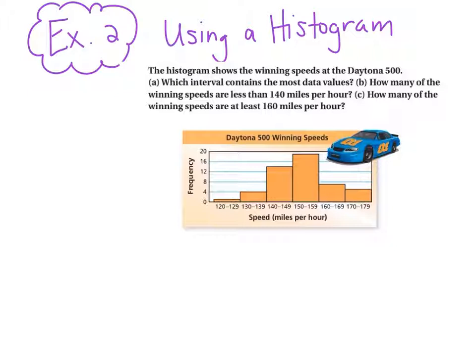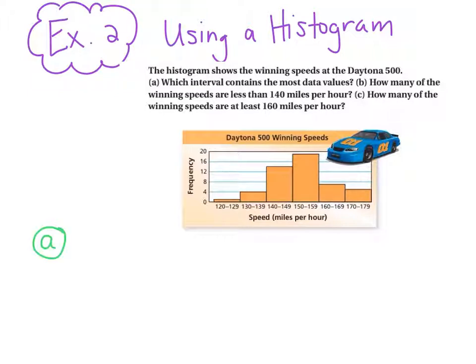In example 2, we're going to be just interpreting a histogram, and this particular histogram shows the winning speeds at the Daytona 500, and they've got a couple of questions that we're going to answer. So the first one is, which interval contains the most data values? The second one is, how many of the winning speeds are less than 140 miles per hour? And the third question is, how many of the winning speeds are at least 160 miles per hour?